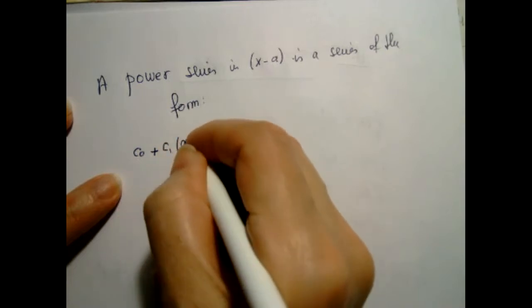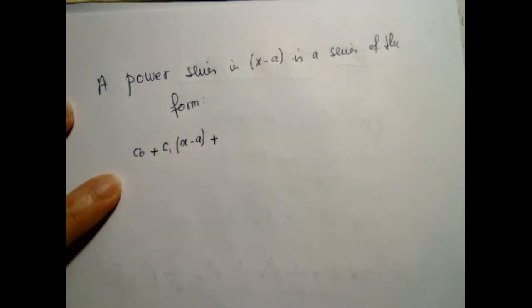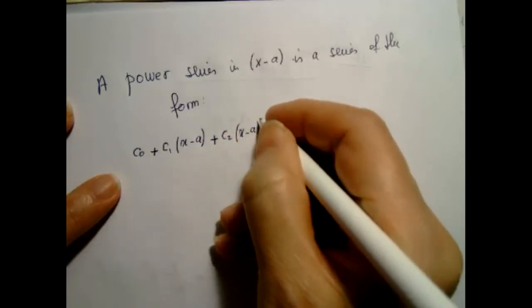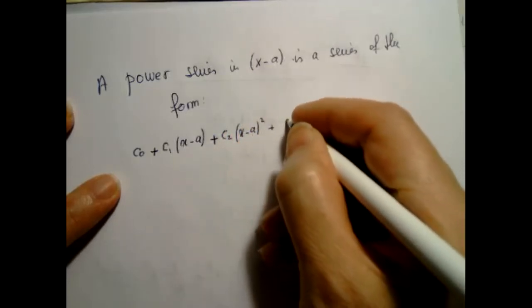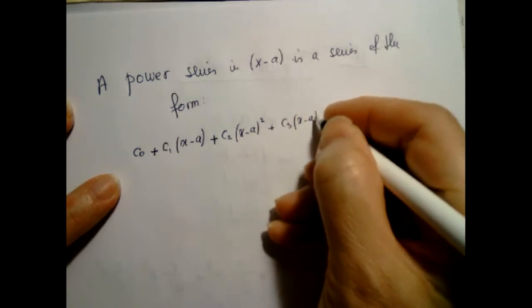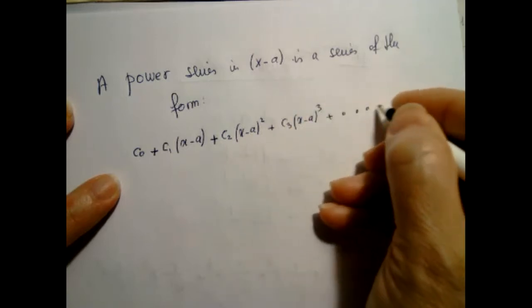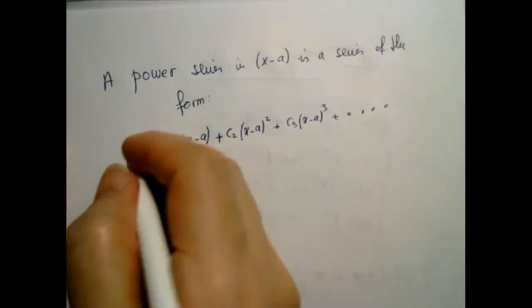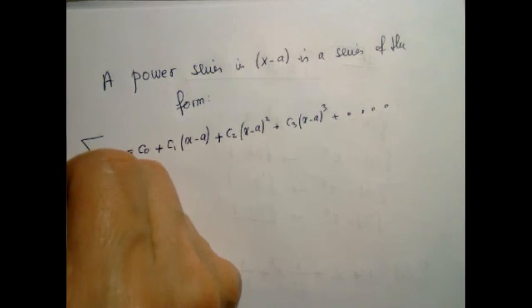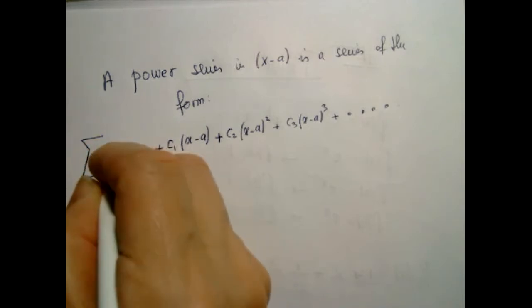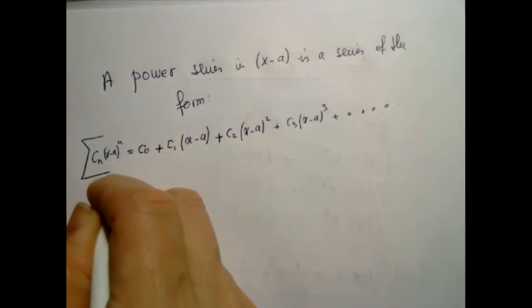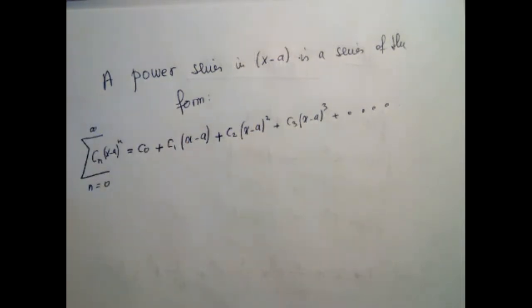C0 plus a certain coefficient C1 times (x minus a). So it's a polynomial without really stopping. C2 times (x minus a) squared plus C3 times (x minus a) to the power 3 plus etc. So a power series in x minus a is a series of this form. In sigma notation, it's a series of the form sigma c sub n (x minus a) to the power n, n equal 0 to infinity.